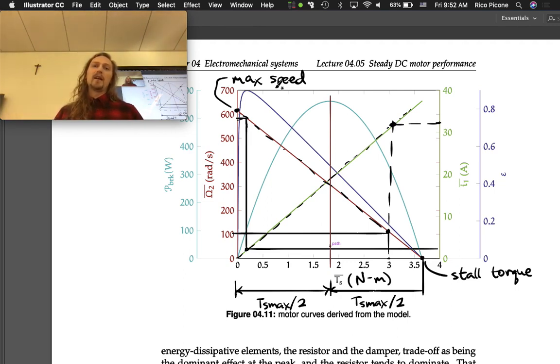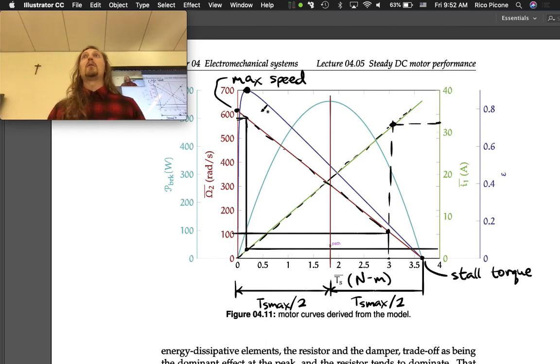Yeah, question. I didn't know if you were finished. No, go ahead. You said the most efficient is at low torque and at high speeds. Yes. Low current. Exactly. So right there is your max efficiency.